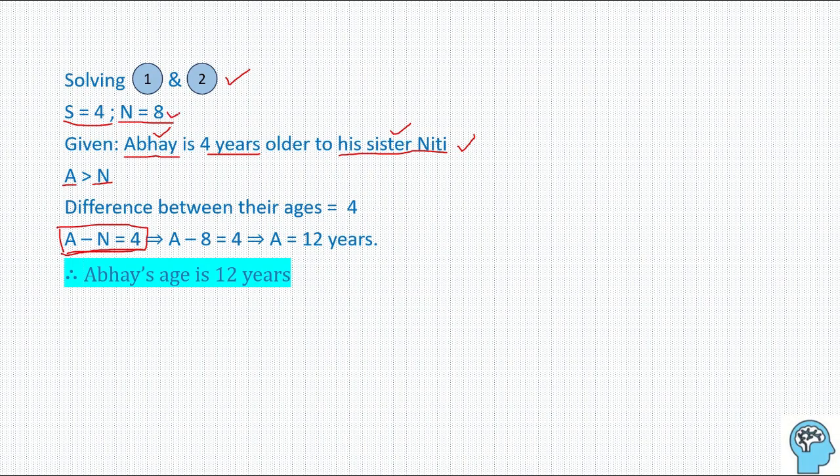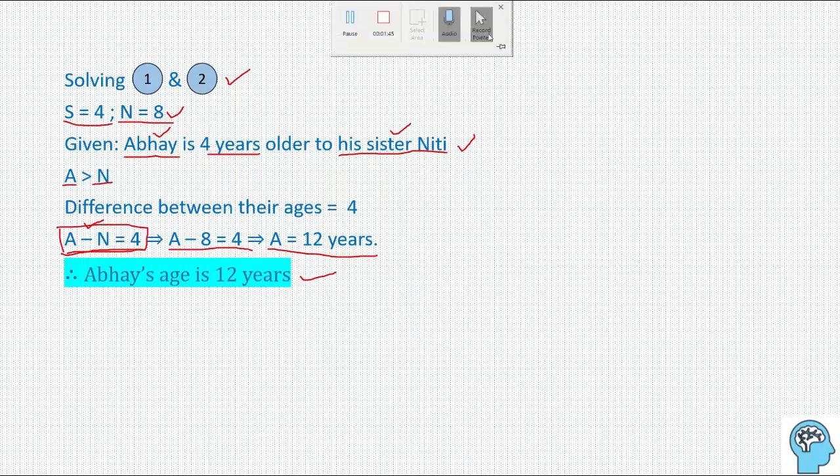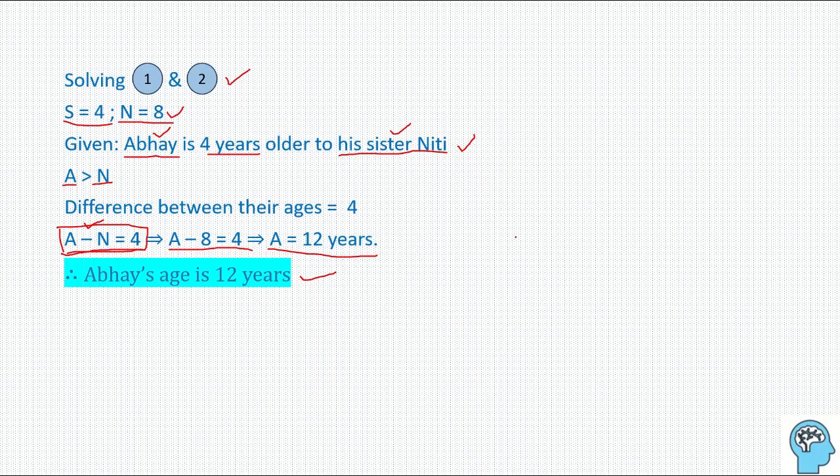Now here we got the value of N to be 8. Substitute 8 in this equation, then the value of A will be 12 years. So finally the answer: Abhay's age is 12 years. This is just a step-by-step solution. The explanation is already done in the previous slide. Go through this also.